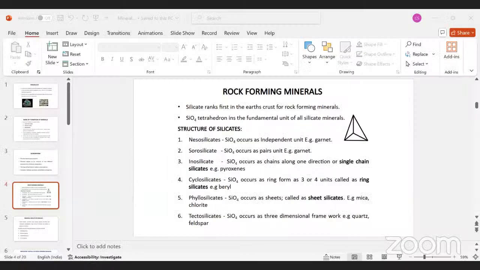The pillow structure it is, known as a sheet structure. Here the ratio of silicon to oxygen is 2 to 5. Sorry, 2 to 5. The best example for this one is micas.